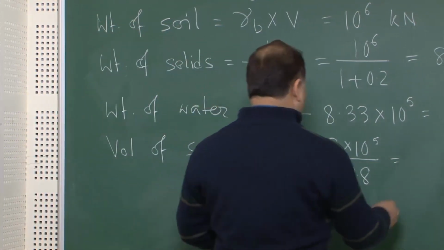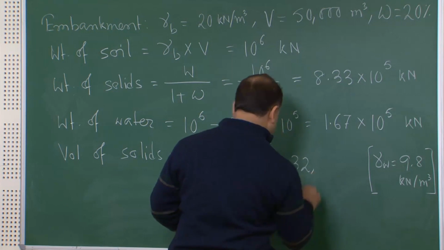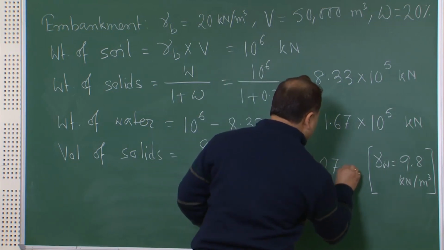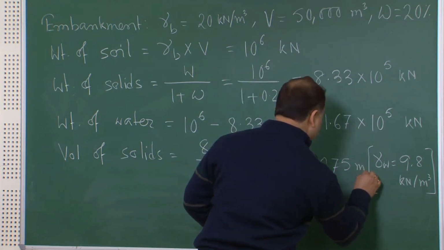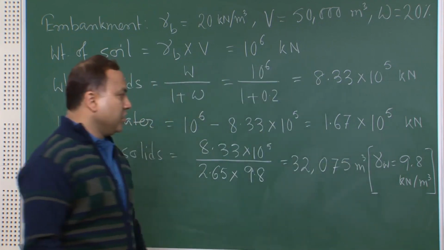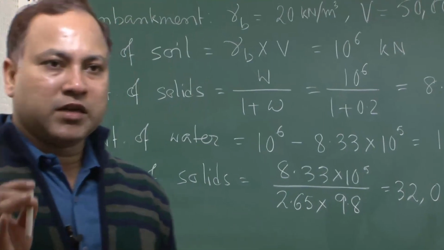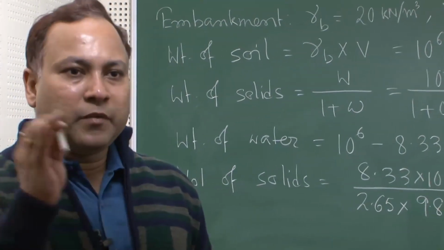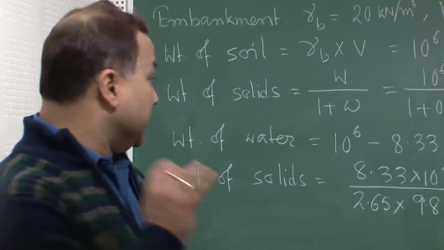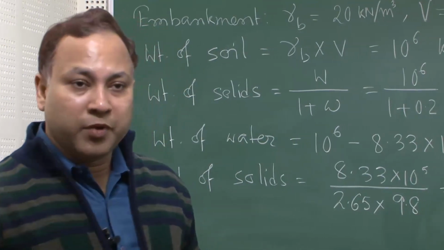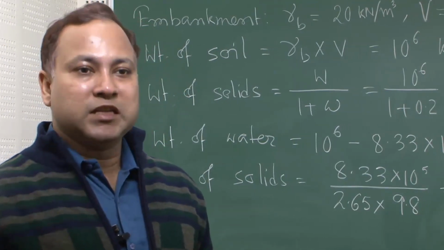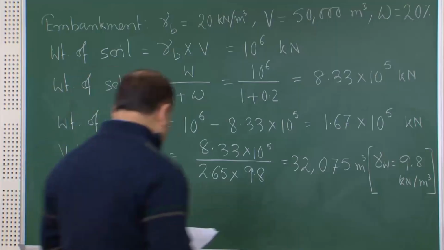Okay. So, which will give me 32,075 meter cube. So, this much volume of solid is required to construct the embankment. No matter whichever borrow area you are considering, this much volume of solids you must bring from the respective borrow area. That is all.